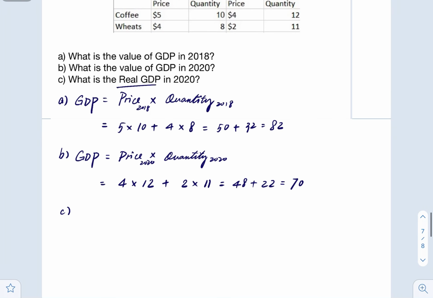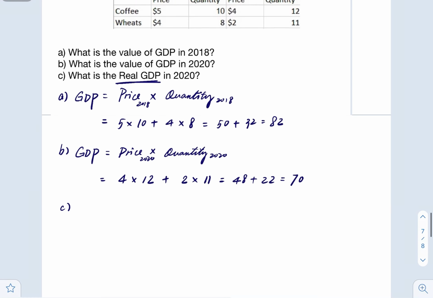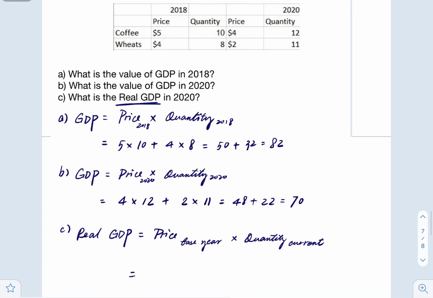The third question is the real GDP in 2020, and we consider 2018 as the base year. So we know that real GDP equals the price in the base year times the quantity in the current year. So we have the base year price of coffee, 5, times the current quantity of coffee, 12, plus the base year price of wheat times the current quantity of wheat. It is 60 plus 44, which is 104.